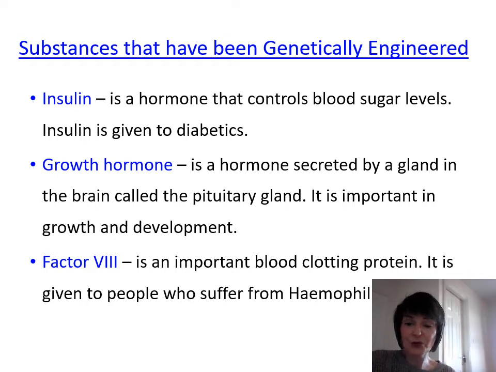There is another hormone. Growth hormone is a hormone secreted by a gland in your brain called the pituitary gland, and it is important in the growth and development of individuals. Then there is factor VIII, an important blood clotting protein, which is given to people who suffer from haemophilia. If you've not heard of haemophilia, why don't you look it up and broaden your understanding and knowledge of biology.